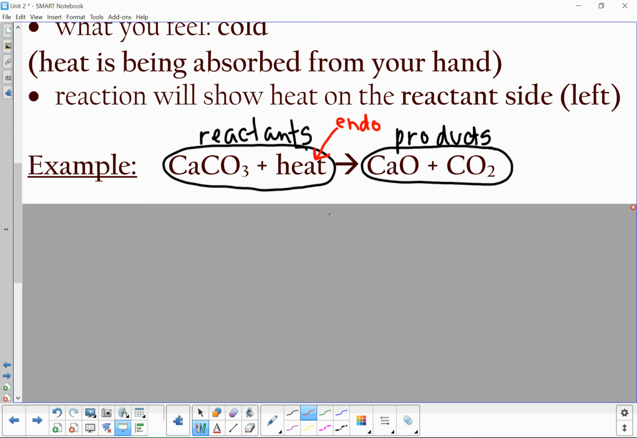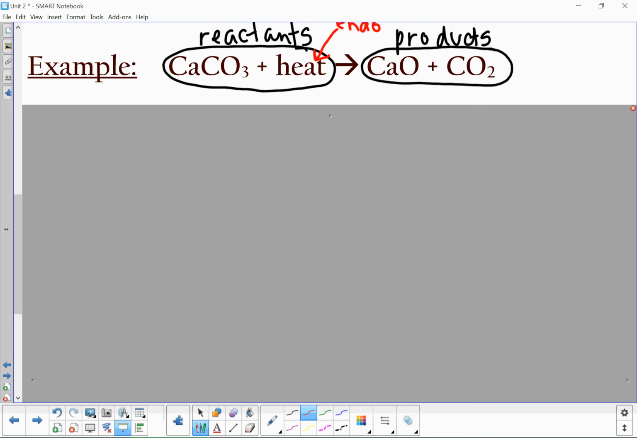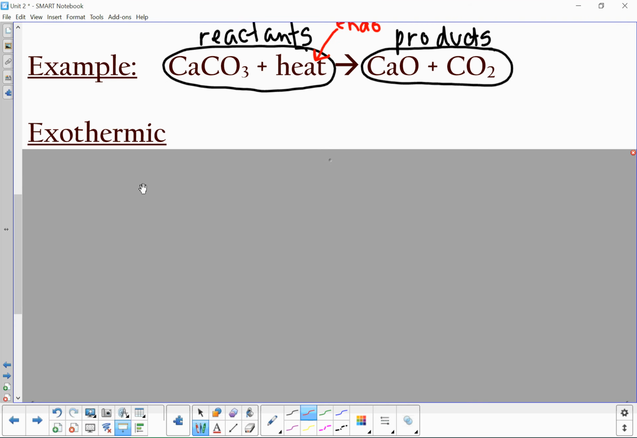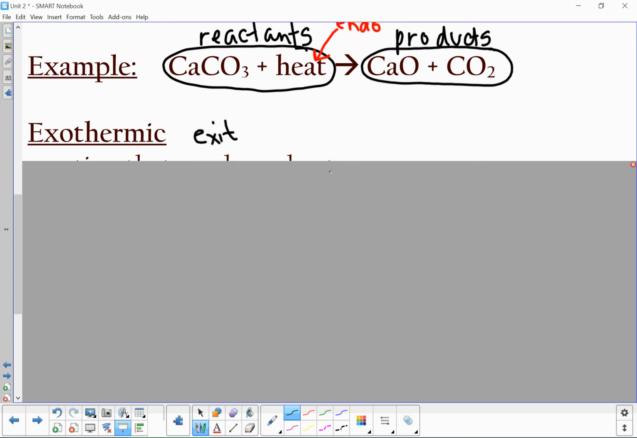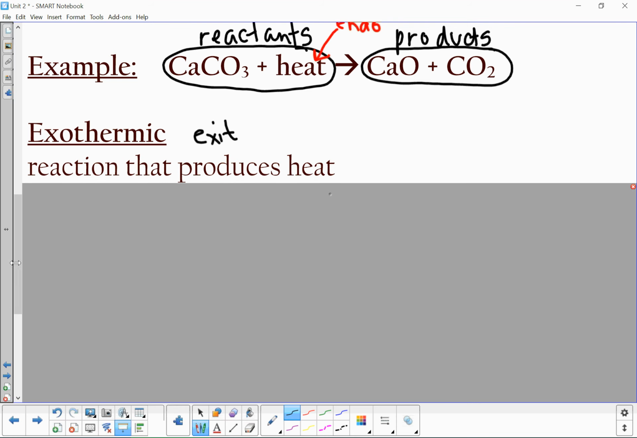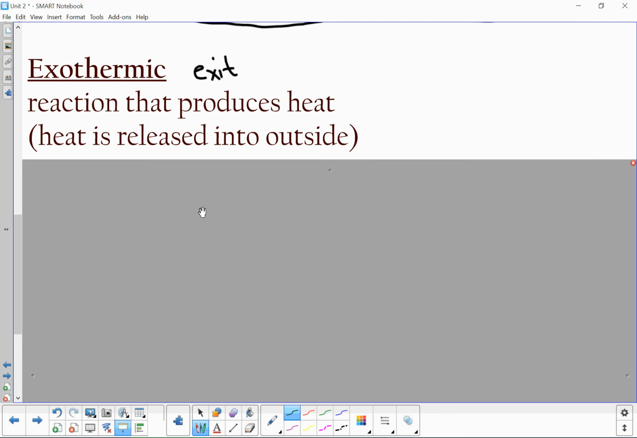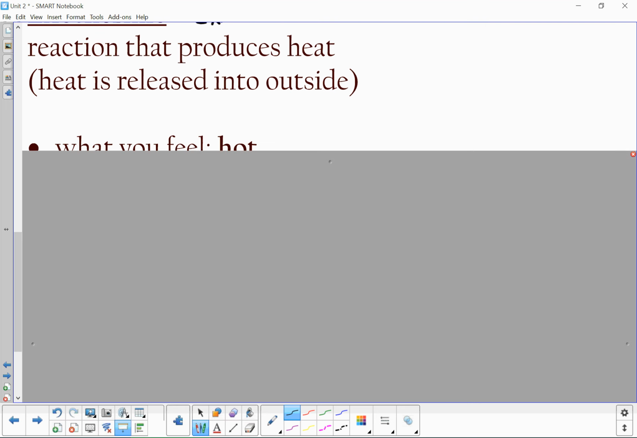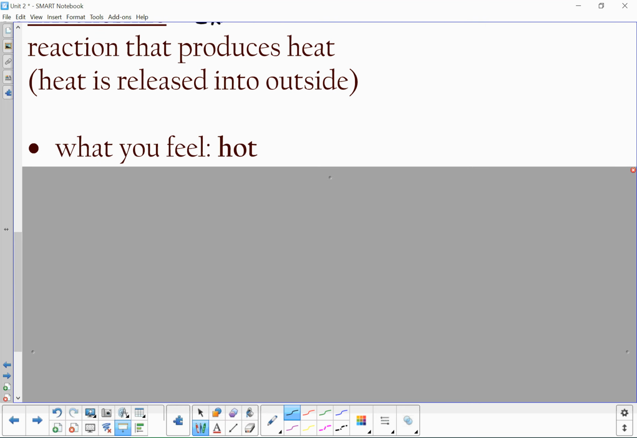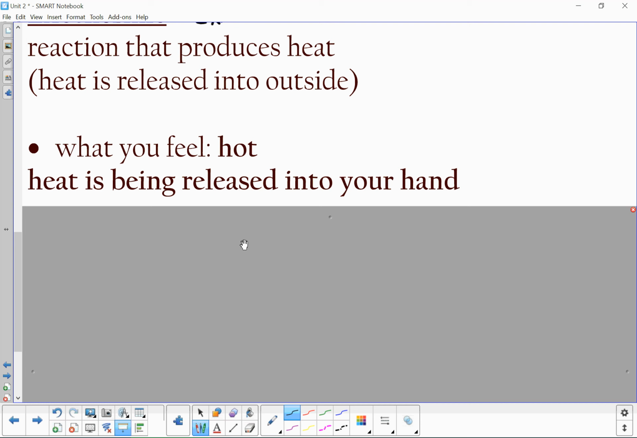Heat is going in. The opposite of that is an exothermic reaction. Exo sort of sounds like exit, and so that's your trick to remember that here heat is going to be leaving. So this reaction produces heat. That heat that gets produced is going to be released into the outside environment. What you would feel then is hot because the heat is being released from the beaker and it's going into your hand. So you feel all of that warmth.